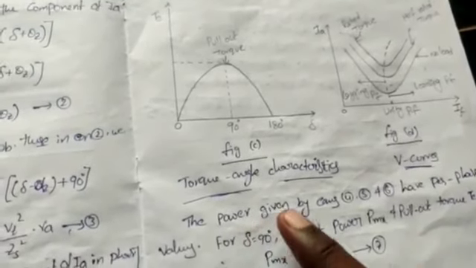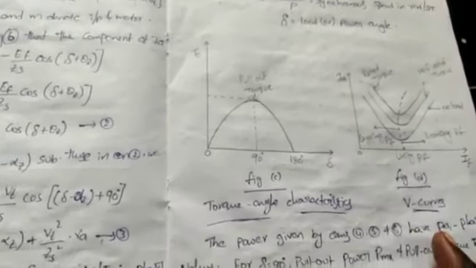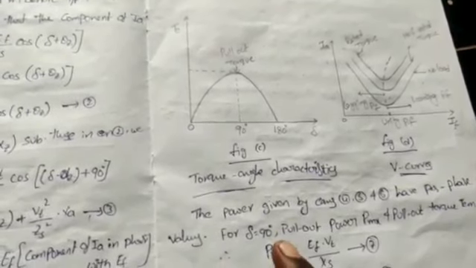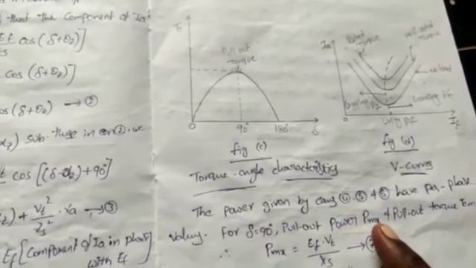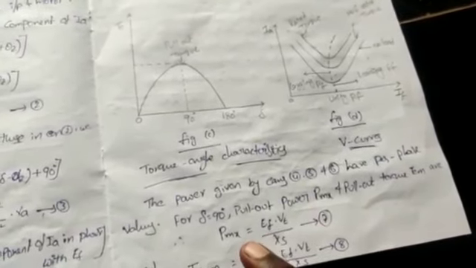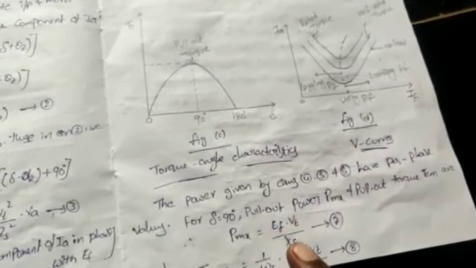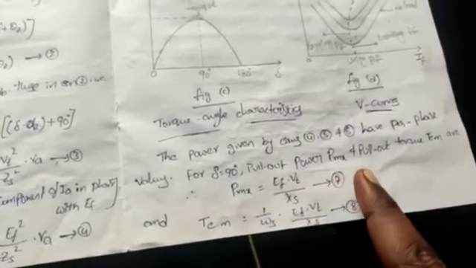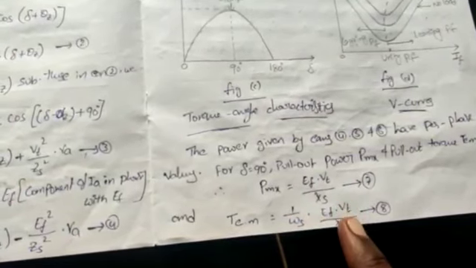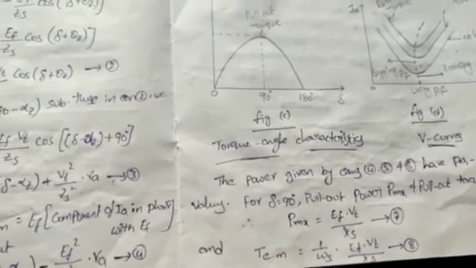The powers given by equations 4, 5 and 6 are per phase values. For delta equal to 90 degrees, pull out power P maximum and pull out torque T maximum are: P maximum is equal to Ef into Vt by Xs, equation number 7, and torque T maximum is equal to 1 by omega s into Ef into Vt by Xs, equation number 8.